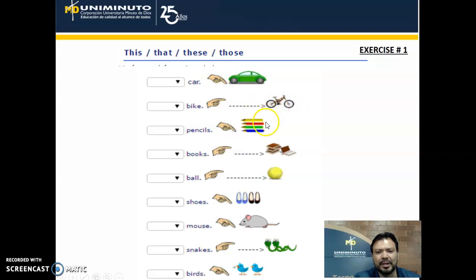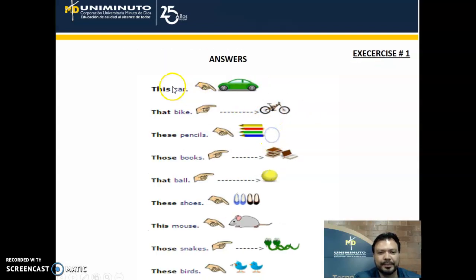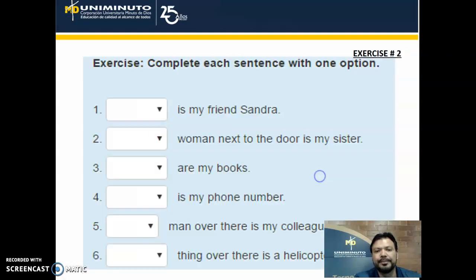Okay, now we're gonna check your answers. This car, that bike, these pencils, those books, that ball, these shoes, these mouse, those snakes, these birds. Very good. Now we're going to do exercise number 2.